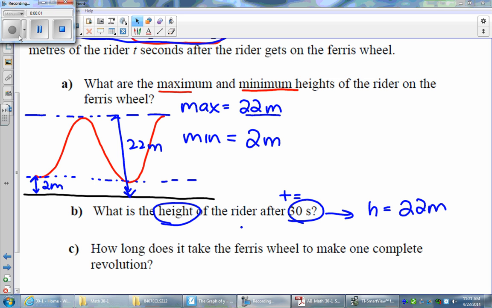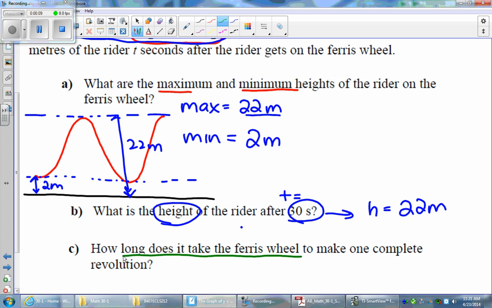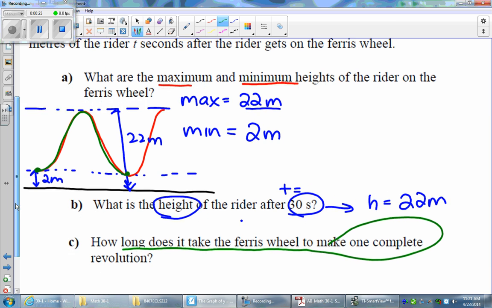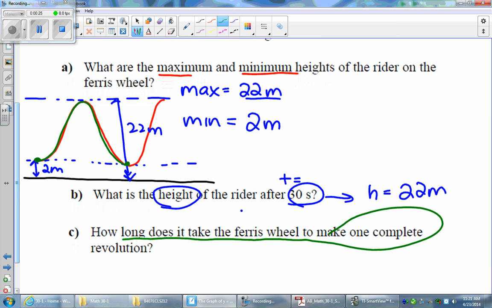All right, in this podcast, I'm going to do part C of this Ferris wheel question. And part C wants you to find out how long it will take the wheel to make one complete revolution. So meaning, what is the time it takes to get from this point on my graph, from here to the next minimum point? That's considered one revolution, when you start and actually end up at the very beginning.